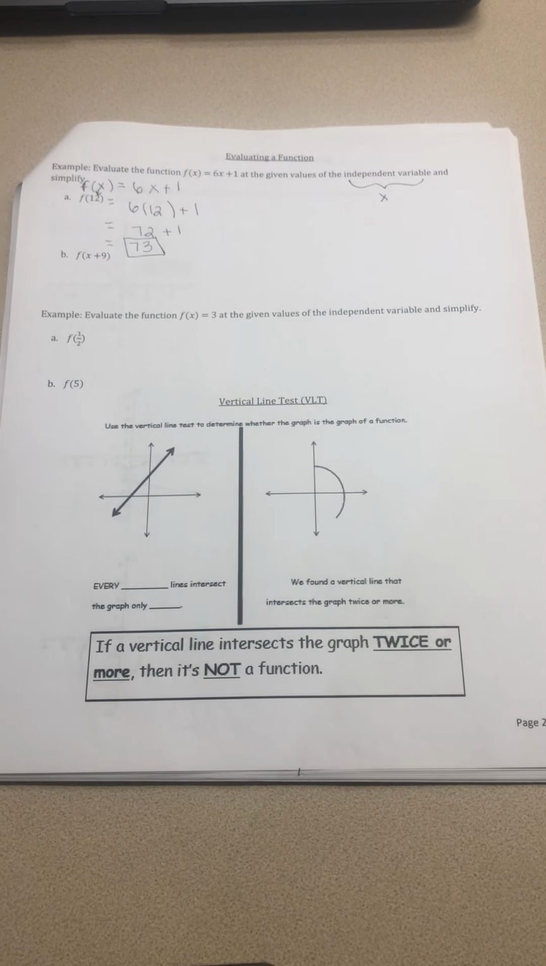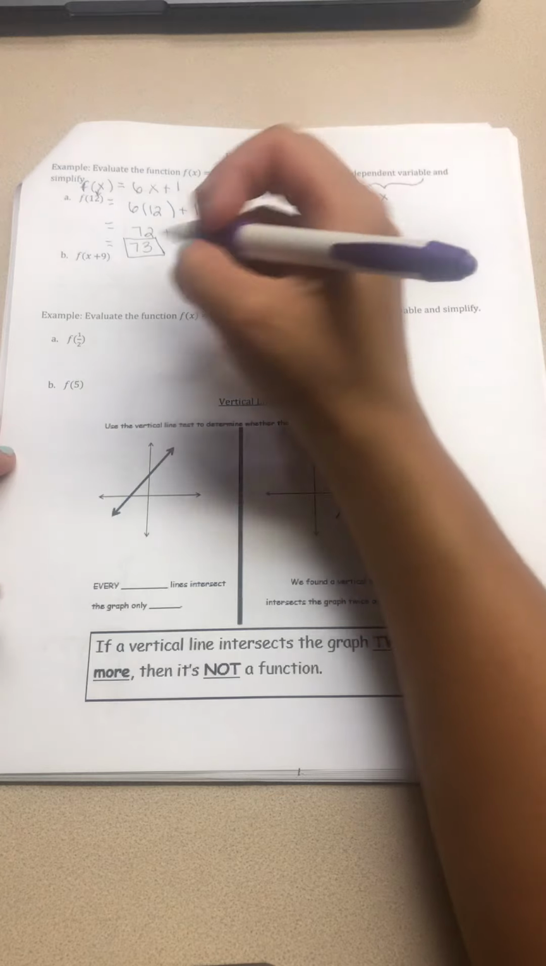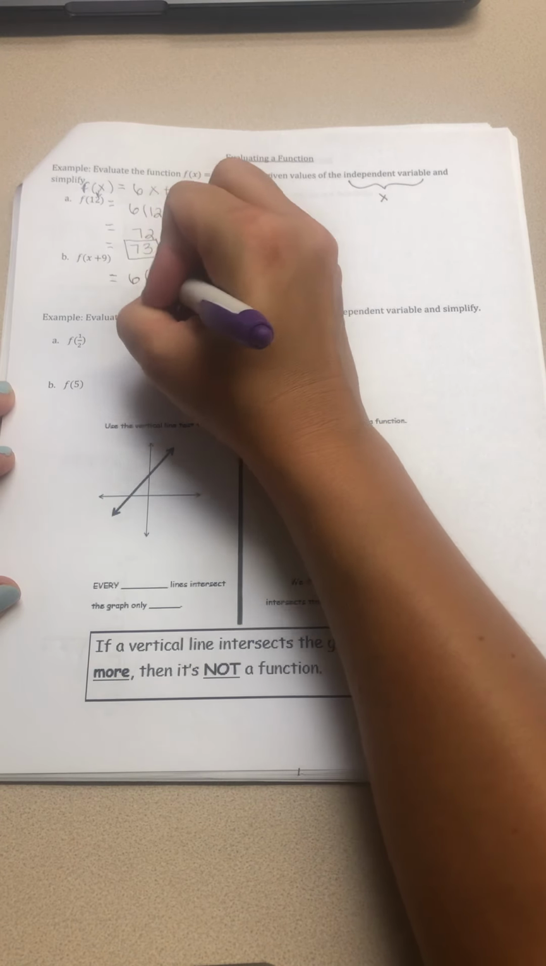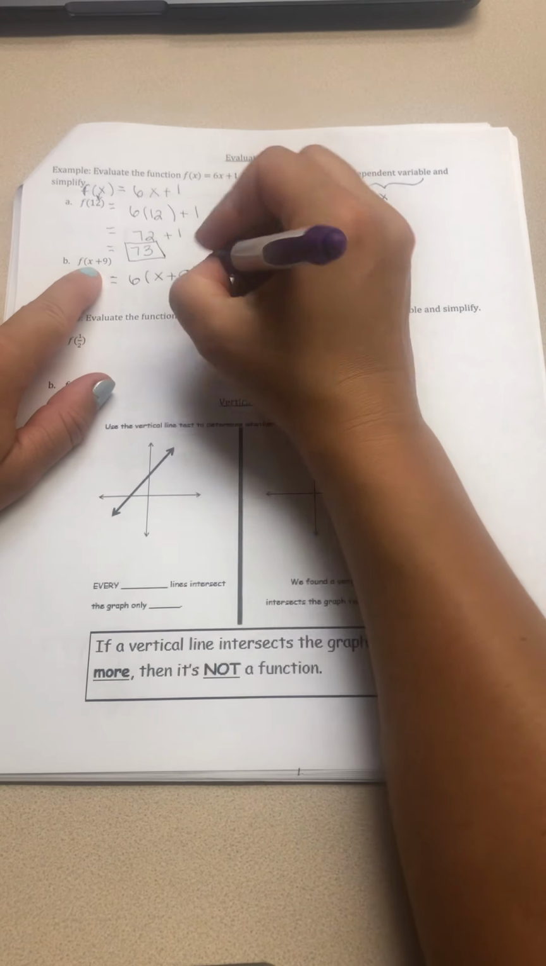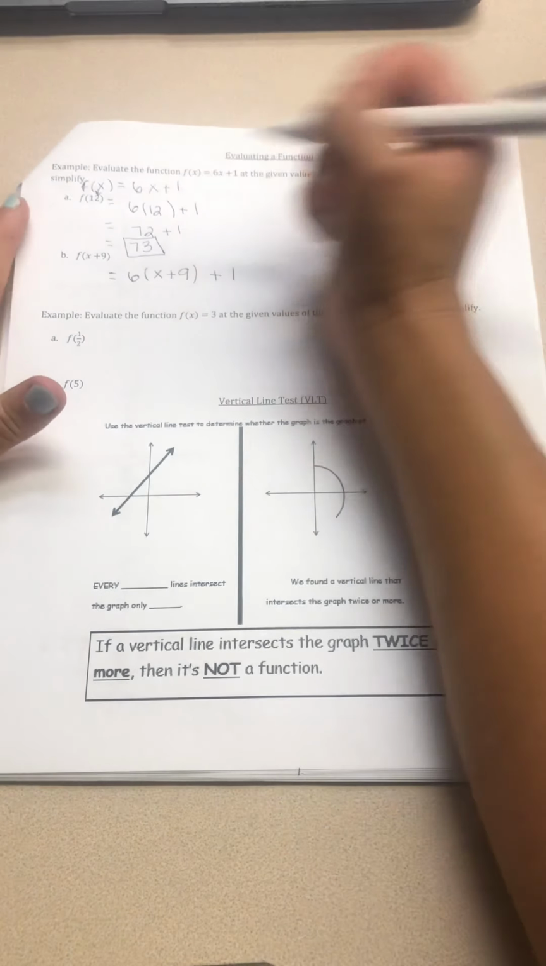Same thing for the next example, example B. It says f of x equals x plus 9. So they are putting x plus 9 into the function for x. So 6, instead of x, we're going to put in x plus 9, plus 1. So 6 times x plus 9, plus 1. And now we're just going to simplify.